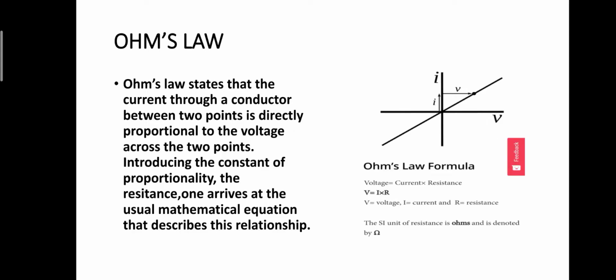Ohm's law states that the current through a conductor between 2 points is directly proportional to the voltage across the 2 points. Introducing the constant of proportionality, the resistance, one arrives at the usual mathematical equation that describes this relationship. The formula of Ohm's law is V is equal to IR. V describes voltage, I describes current, and R describes resistance.